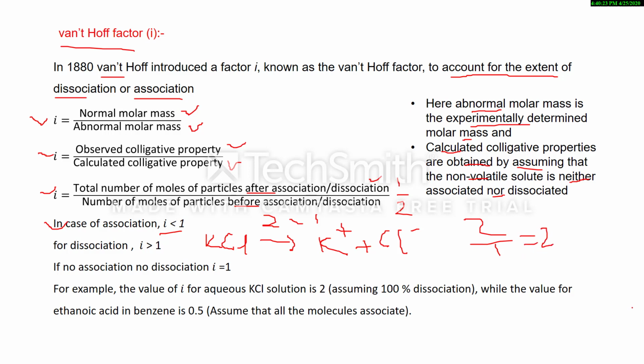When there is no association and no dissociation, i is equal to 1. For example, the value of i for aqueous KCl solution is 2, while for ethanoic acid in benzene, it is 0.5, as we discussed.